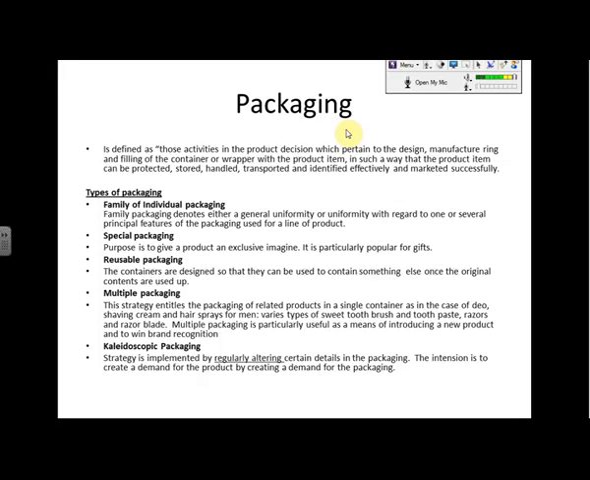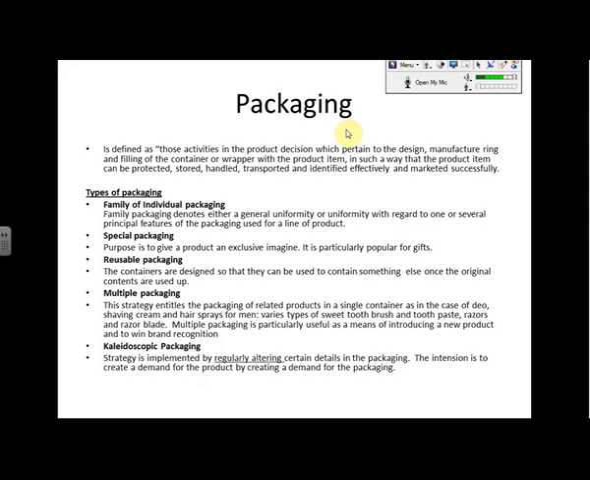We have again what is known as reusable packaging. The containers are designed so that they can be used to contain something else once the original contents are used up.